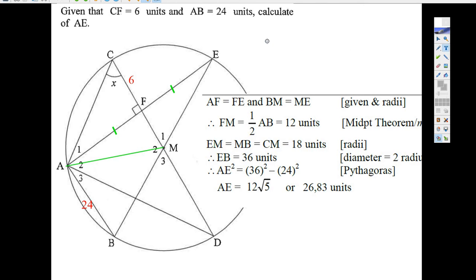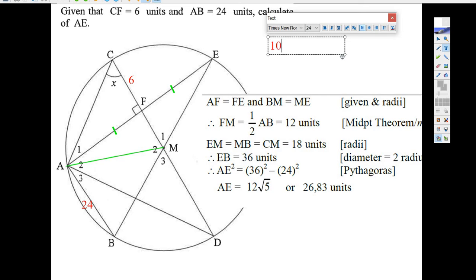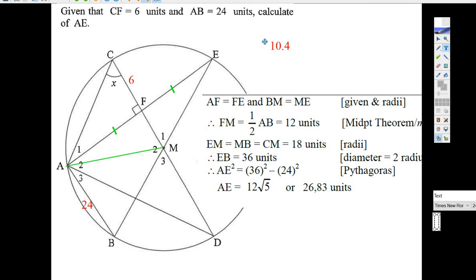Okay, this is question 10.4, and we're going to 10.4, not 10.5. Let's just try it. They give us that CF is 6 and that AB from A to B is 24. So I've written in 6 and 24. And they ask us to calculate what AE is all the way across.